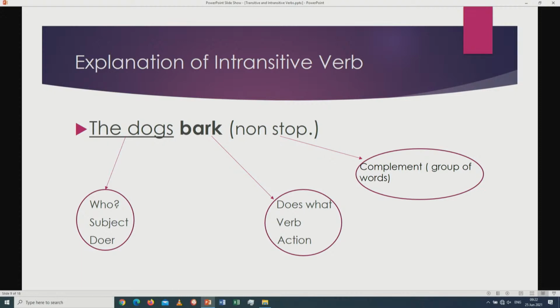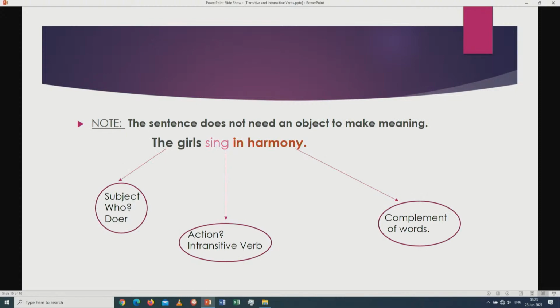The dogs bark. Non-stop explains or gives more meaning to the subject. Right. Then we carry on next. So, the sentence does not need an object. We go to the next one.